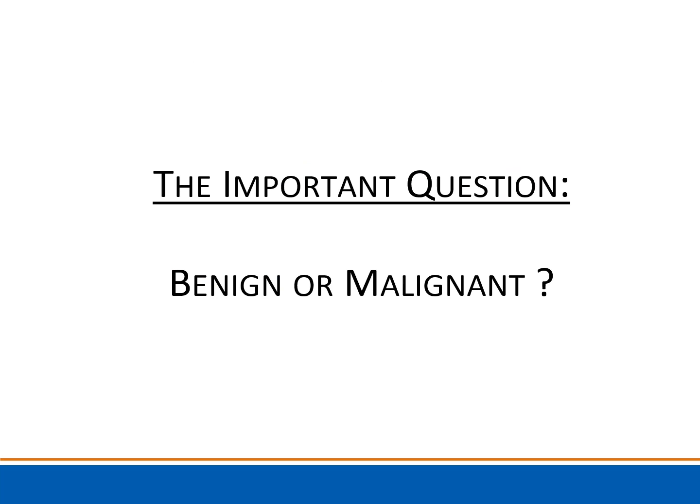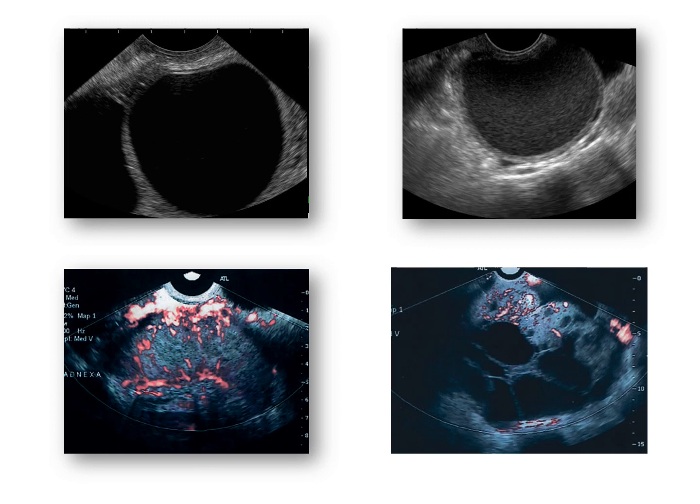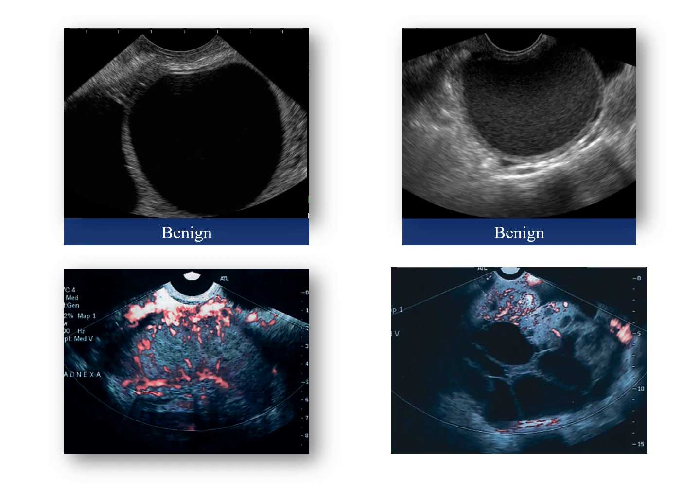Now, the important question to answer in ovarian tumors is whether it's a benign or a malignant one. I will show you these four images and ask you to guess which two are benign and which two are malignant, and you will tell me easily that the upper two images are benign. In fact, you can reach a very reasonable diagnosis on this image itself. This is a clear cyst and this is an endometrioma. The lower two images are obviously malignant.